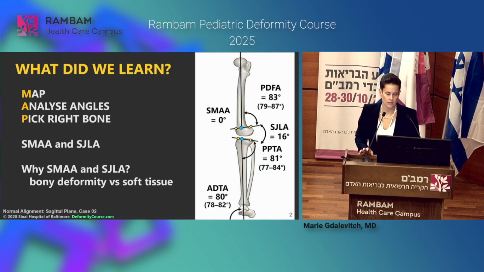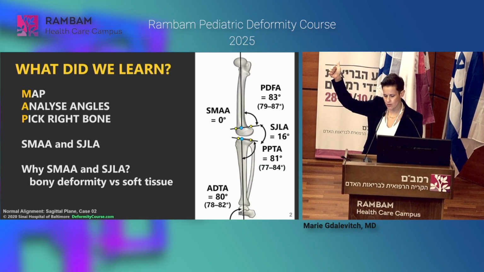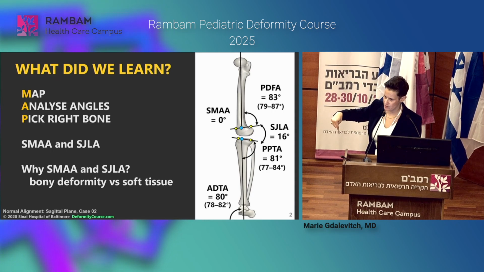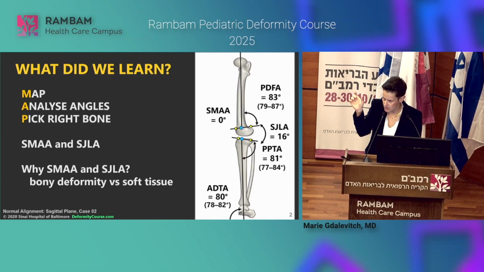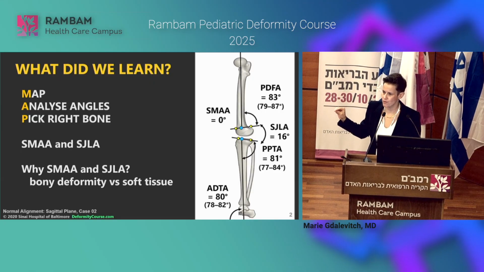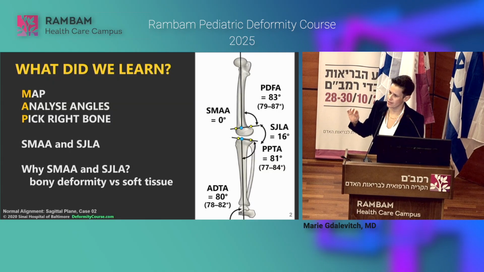So what did we learn? The mechanical axis in the sagittal plane is a line drawn from the center of the femoral head to the center of the ankle. It has to pass anterior to the hinge point of the knee, but in the confines of the distal femur. We want to measure our angles, the posterior distal femoral angle, the posterior proximal tibial angle, and the anterior distal tibial angle, all approximately 81 degrees.